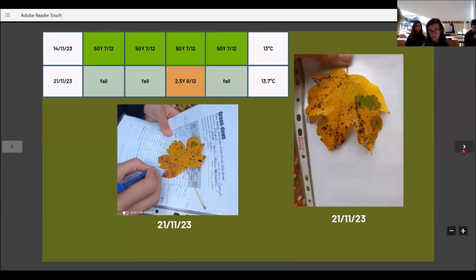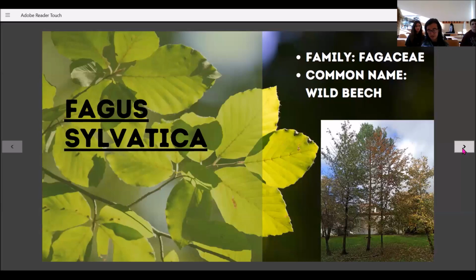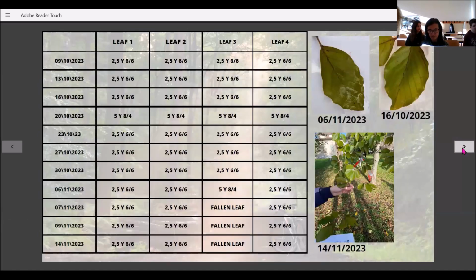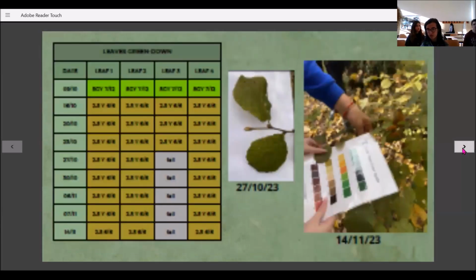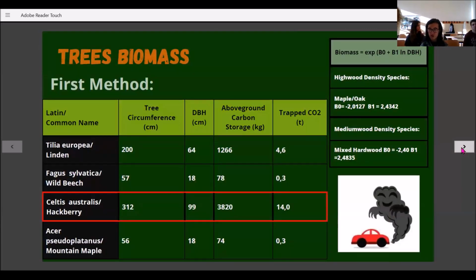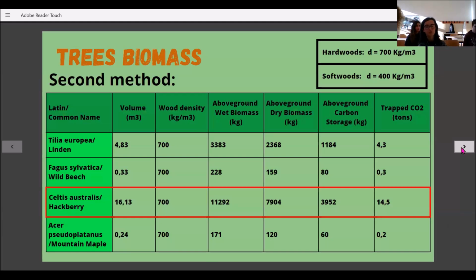The comparison between the biometric and the biomass data showed that the tree with the highest carbon storage is the hackberry. This tree is one of the oldest trees in the park. It has trapped 14 tons of CO2. It is followed by the linden, which captured 1,266 kilograms. The lowest results belong to the maple and the beech, with only 74 and 78 kilograms. This corresponds to 0.3 tons of CO2.